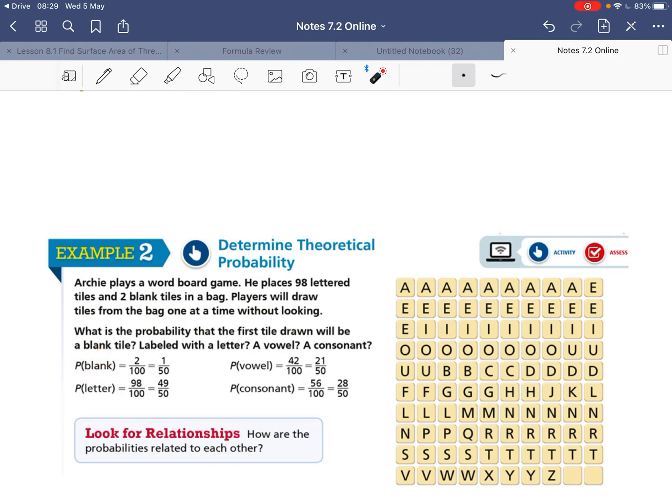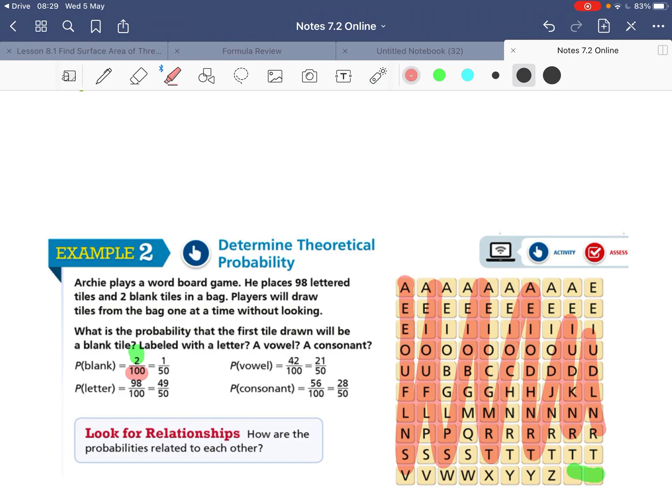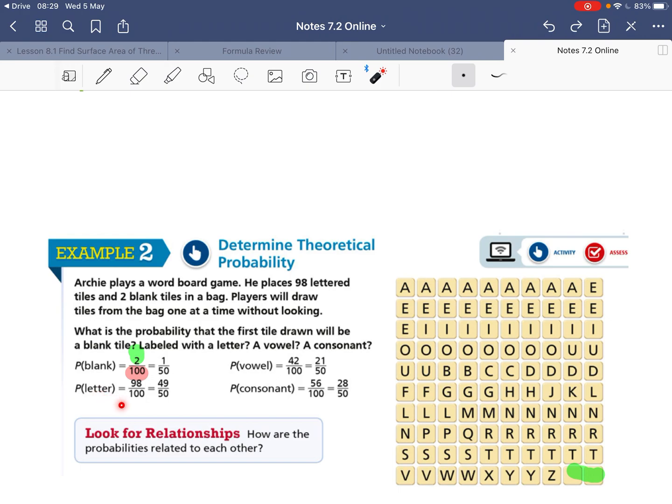Well, there are 2 tiles that are blank. So the 2 here are blank, and there's a total of 100. So 2 out of 100. The probability of pulling out a letter would be 98 because there are 98 lettered tiles out of 100. So 98 out of 100. Notice how the probabilities are related to each other? The sum of the 2 favorable outcomes for blank and letter is the total possible value, or all of them, right?